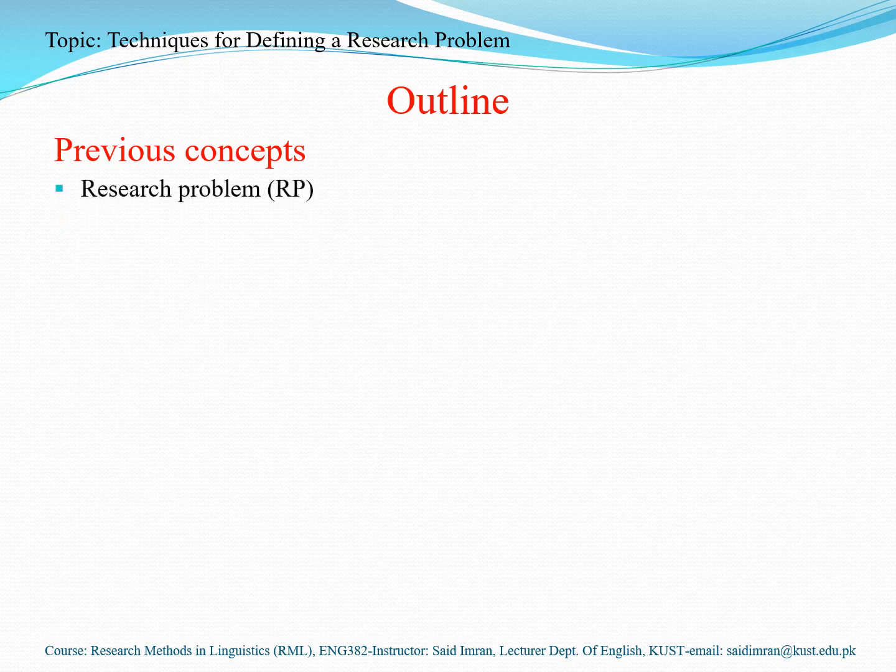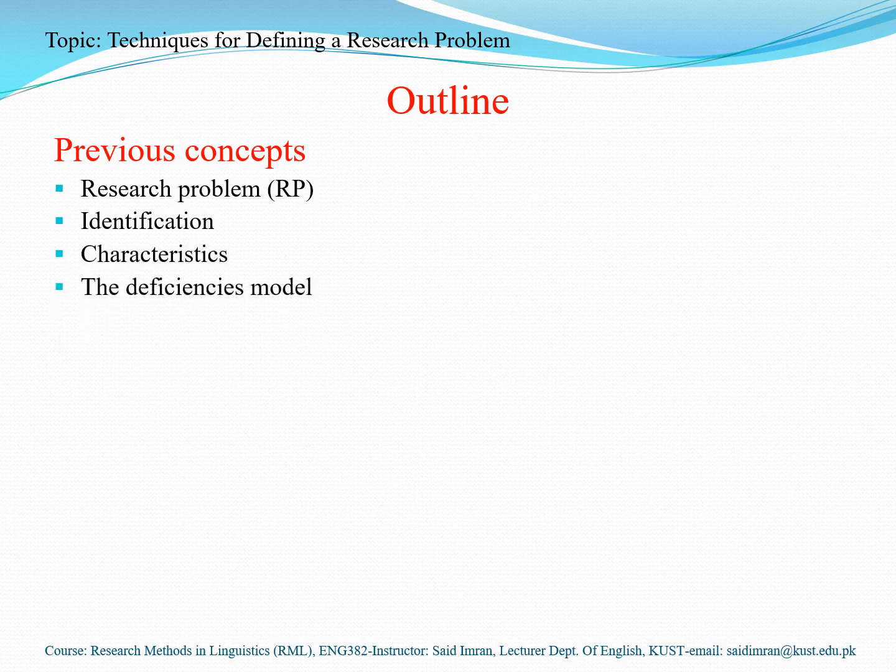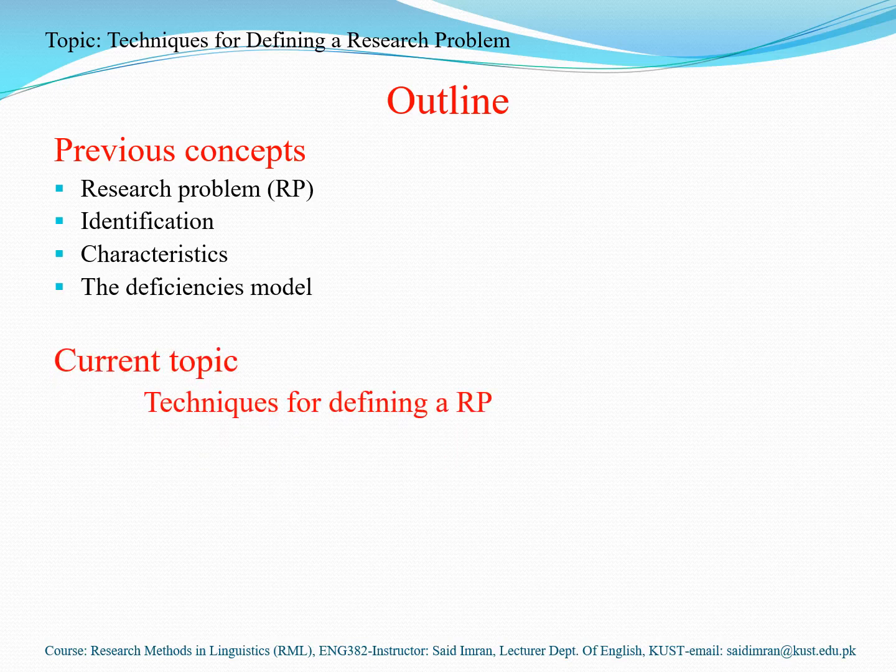In the start, I would like to give you an outline for this video lecture, which includes, first of all, I would very briefly review some of the concepts we have discussed in the previous video lecture. They are research problem, identification, characteristics, and the deficiency model. Then we will move on to the current topic, which is techniques for defining a research problem.